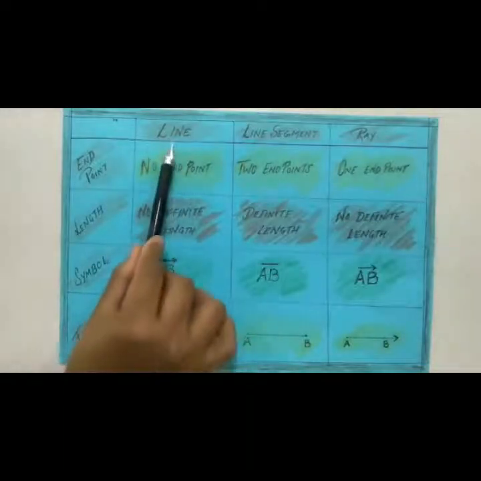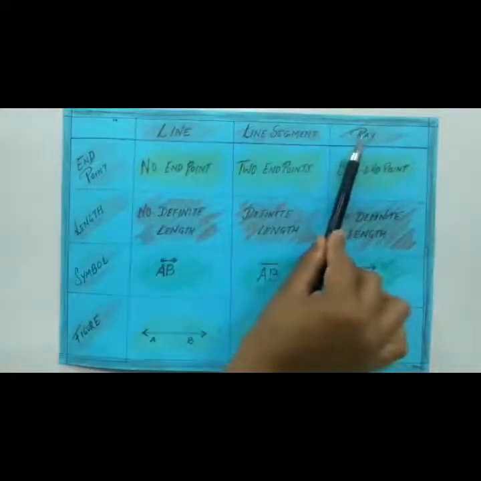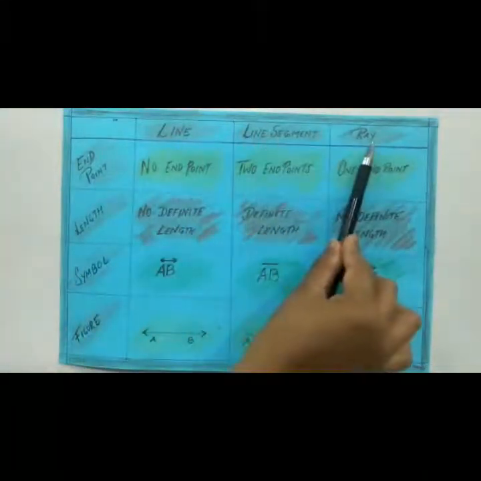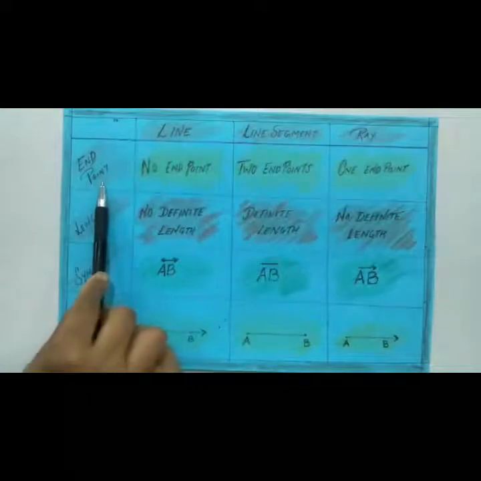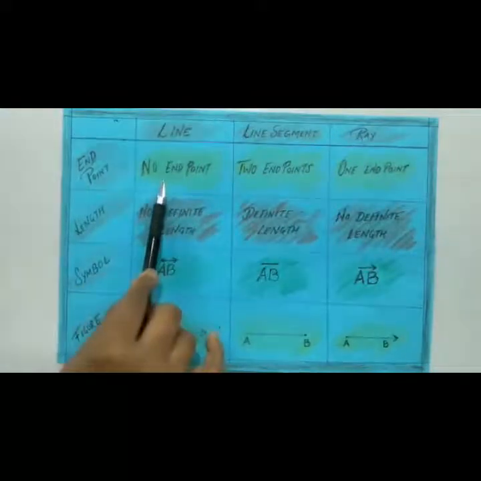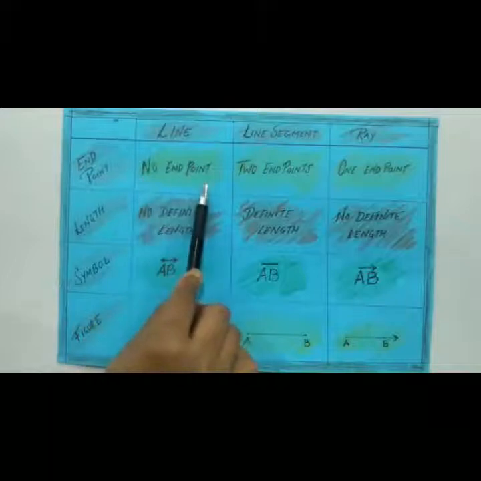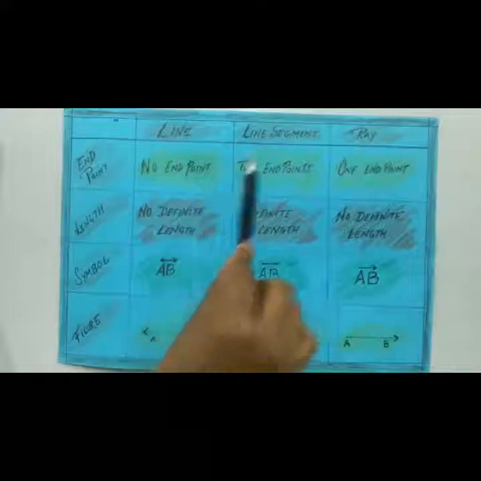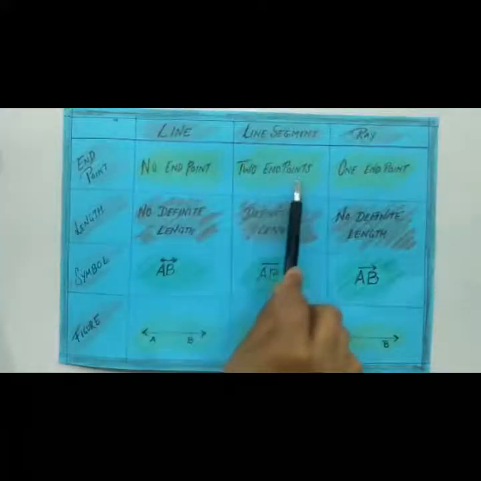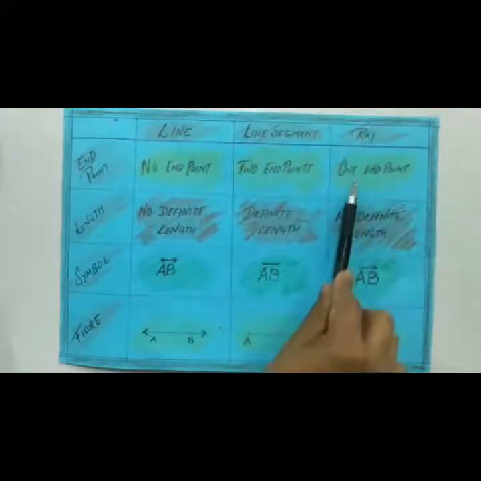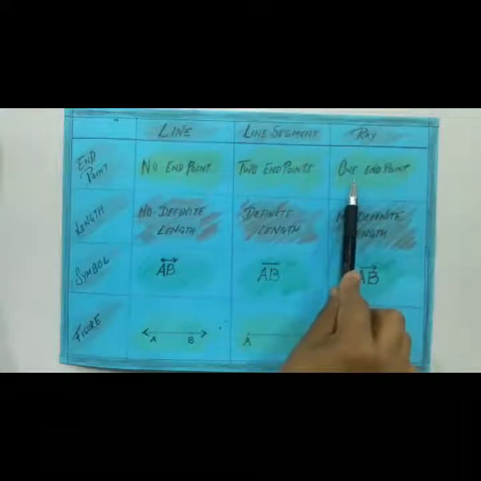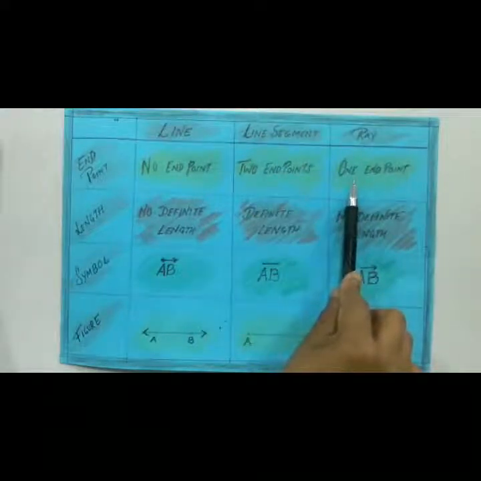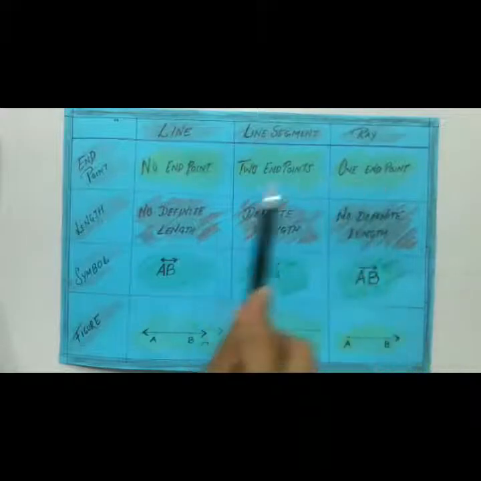Now, let us take a quick review of the difference between line, line segment and ray. On the basis of these points, we can differentiate between these three. The first point is endpoint. A line has no endpoint because it extends in both directions. A line segment has two endpoints, and a ray has one endpoint because it moves in one direction infinitely.